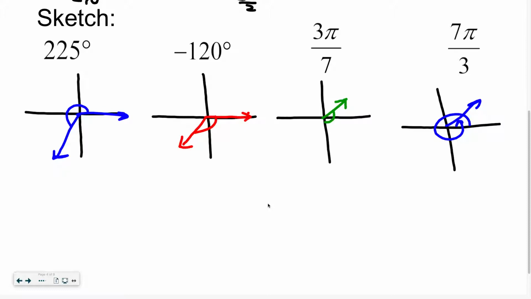And, you know, that's that whole idea of I'm not going to be super picky and be like, oh, 120 looks more like 135 and 225 looks more like 240 or something like that. I'm not going to be super picky when I ask you to graph. Okay, so that looks fine. I agree with both of those. Let's talk about 3 pi over 7. So that was Nate's group. How did you guys decide quadrant 1?